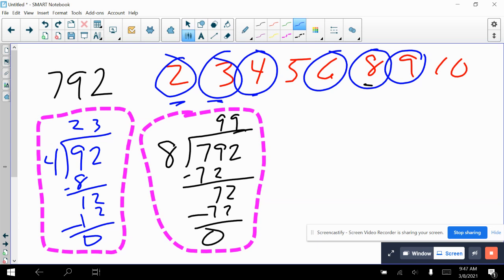Okay, so here's what you do. You're either going to circle them or you'll see there's check marks. So for the number 792, 2, 3, 4, 6, 8, and 9 all go into that number evenly. I know that may not impress you now, but it will down the road. It's going to help you.